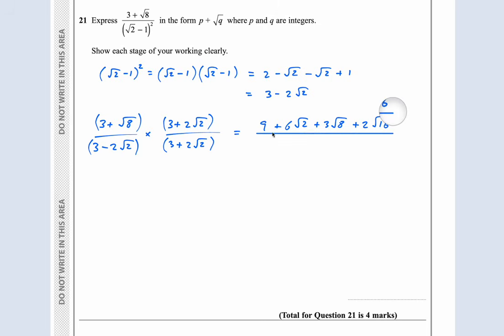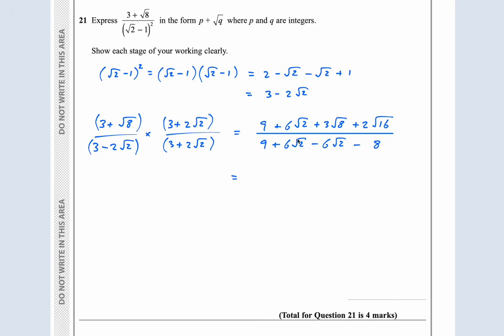So that's fine. And then at the bottom, I do 3 times 3 is 9. 3 times 2 root 2 is plus 6 root 2. Minus 2 root 2 times 3 is minus 6 root 2. And then this times this is minus 2 times 2 is 4. Well, guys, you can do this on your calculator if you want, but 2 root 2 times 2 root 2 is actually 8, because 2 times 2 is 4. Root 2 times root 2 is root 4, which is 2, and then 2 times 4. Okay, anyway, you can do that on your calculator.